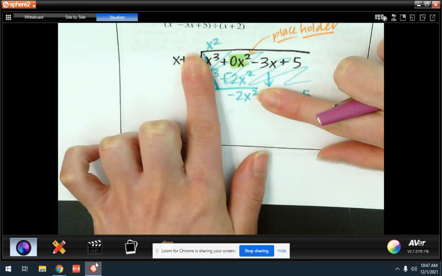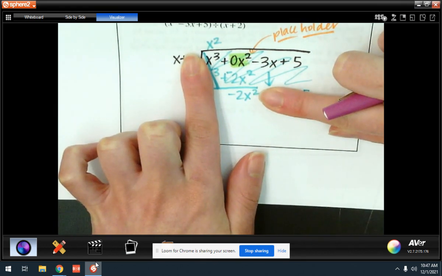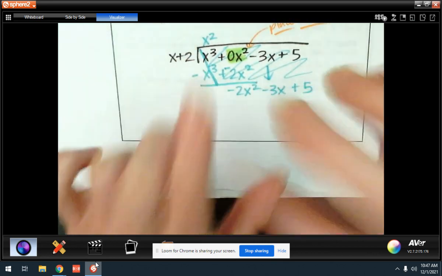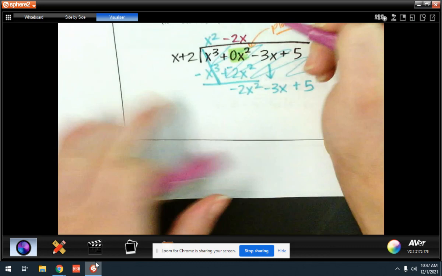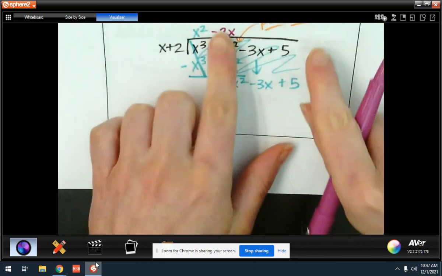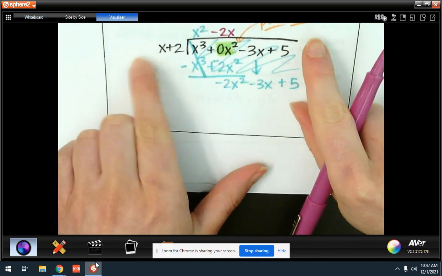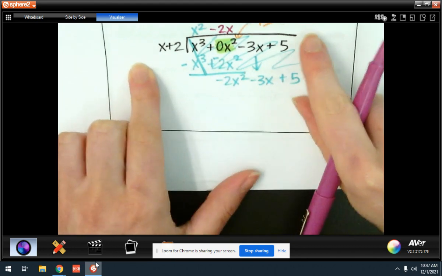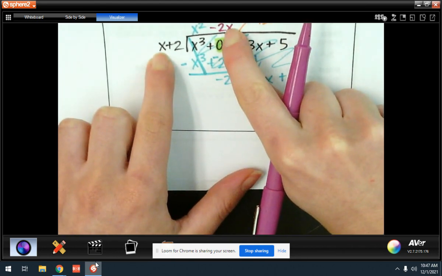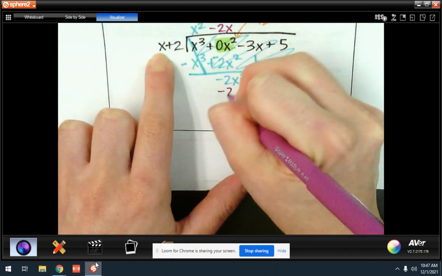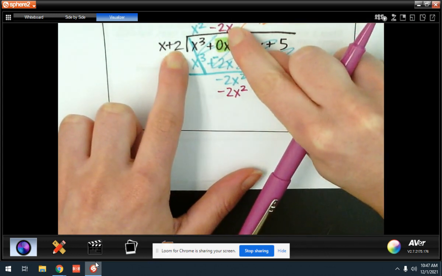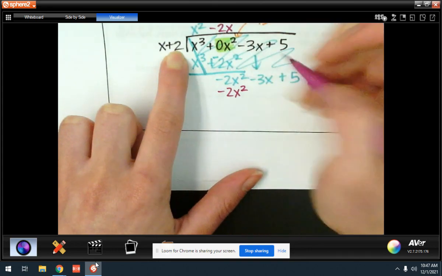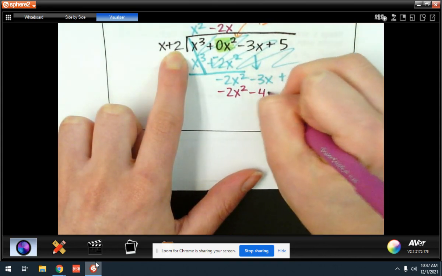x times what would give me negative 2x squared? Negative 2x. Okay? And so we're going to write the negative 2x right here. And then we're going to take that negative 2x and multiply it by each of the two terms of the divisor again. So negative 2x times x is negative 2x squared, just like we wanted. And then negative 2x times 2 is negative 4x.